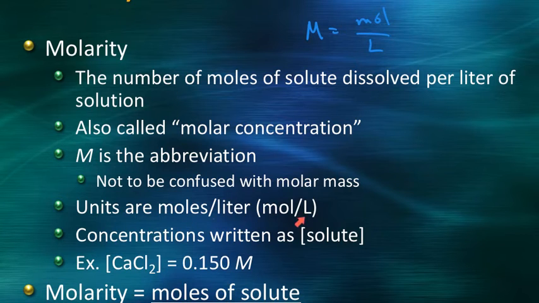The units are moles per liter, and how it's written is the concentrations are written with brackets around whatever the solute is. So for the example here, you would read this as the concentration of calcium chloride is equal to 0.150 molar. That's how you read that. The concentration of whatever's in the bracket equals blank molar. The equation for it down here is moles of solute divided by liters of solution. So we make sure that the top of this is in moles and the bottom part is in liters and not milliliters.